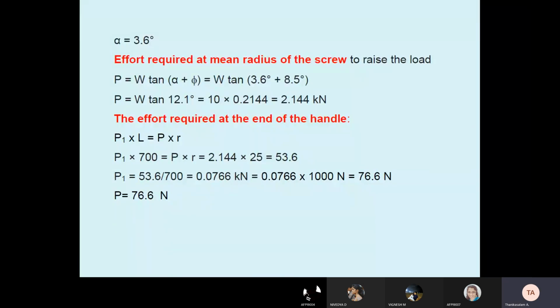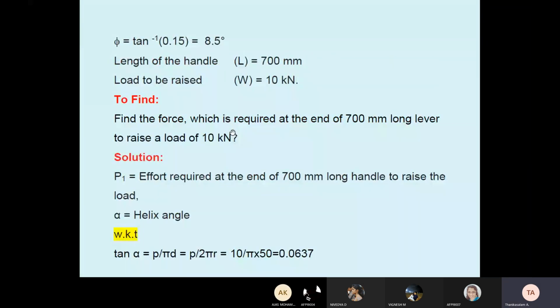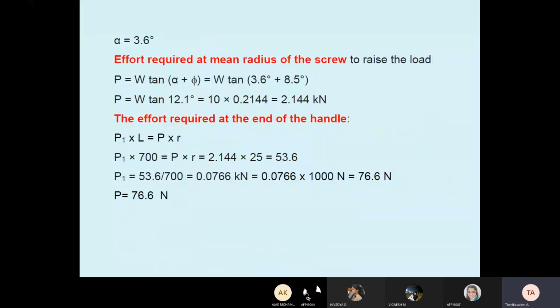Therefore, we have the formula. First, write the formula. See here, we are applying load at the mean radius and the end of the lever. So first, load applied at mean radius of screw. So we have the formula P equal to W tan(alpha plus phi). So phi calculated. How do you calculate phi? Tan phi, that is mu equal to tan phi. Therefore phi equal to tan inverse of mu. Then alpha equal to helix angle, no? Helix angle formula, pitch divided by pi d. Therefore alpha we got 3.6. So we got P equal to 2.144 kilonewton at mean radius.